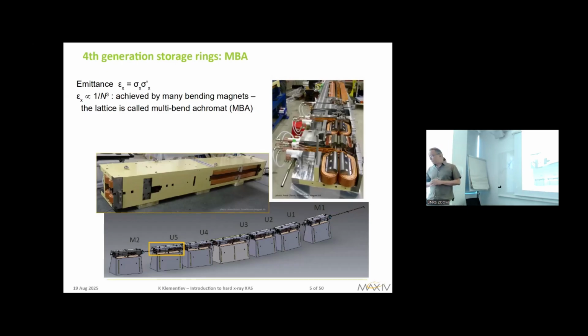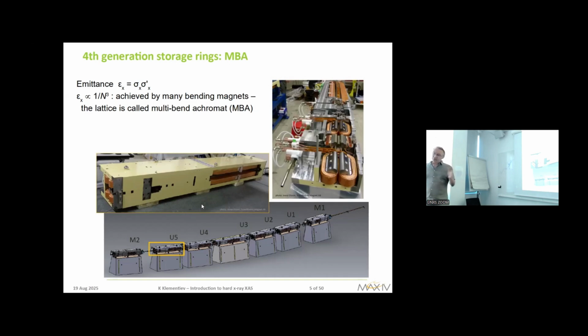The older storage rings were so-called double bend achromats, where there were two bending magnets per what is called a cell, a small structure that is periodically multiplied. In our design, we have 7 bending magnets, not 10. So then you can calculate what is 7 to the power 3 compared to 2 to the power 3. And so this is the gain factor that we have.